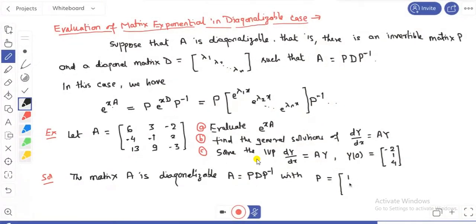This is 1, -1 and 1. This is -1, 2, 1 and half, -half, and this is 1. Okay, so this is your matrix P, and what is matrix D is D.